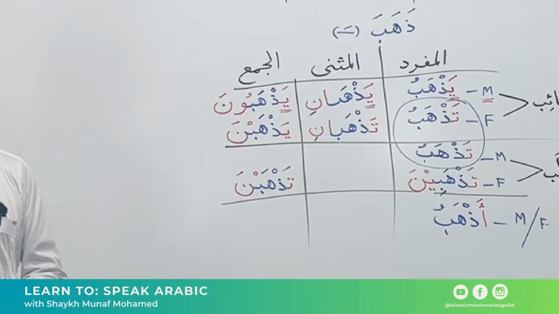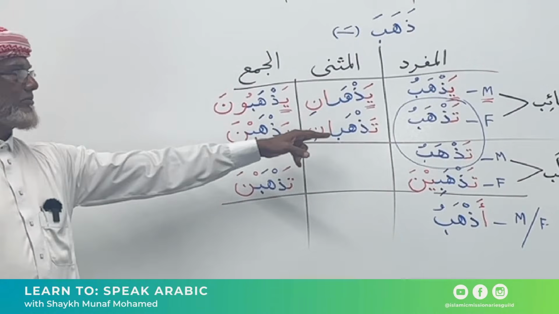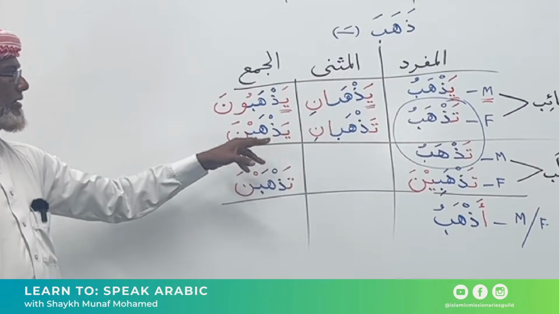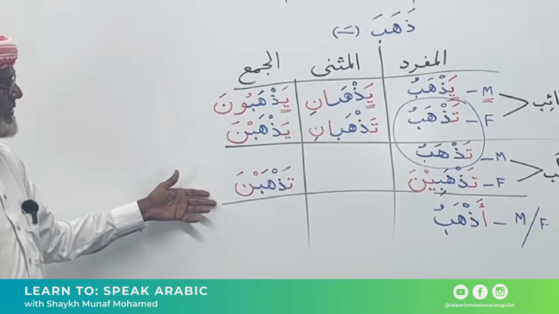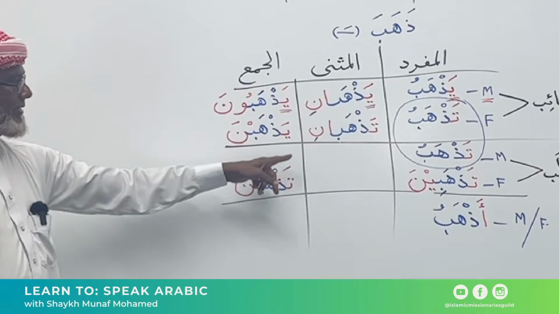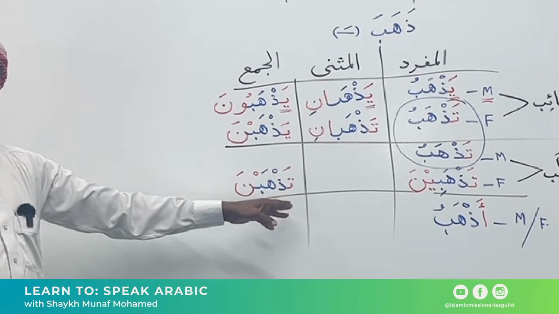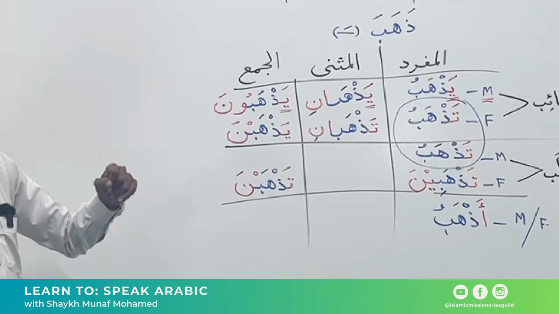So you could understand why the ta was not maintained here: there has to be a differentiation between the third person and the second person. If this had the ta, then we'd have an issue dealing with this one. All right?